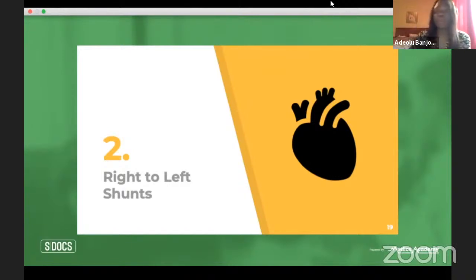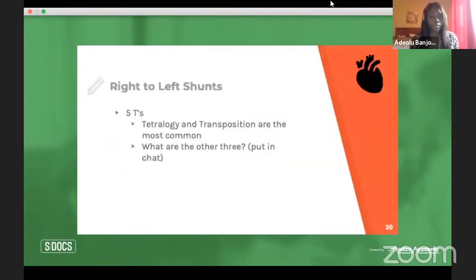So now on to part 2 of the congenital heart disease talk, which is on right to left shunts. There are 5 different kinds of right to left shunts, and an easy way of remembering them is to use the 5 T's. You have tetralogy of Fallot and transposition of the great arteries, which are the 2 most common right to left shunts. The other 3 are truncus, total anomalous pulmonary venous return, and tricuspid atresia. But for this lecture, we're going to be mainly focusing on the first 2, tetralogy and transposition, because those are way more common than the other ones.